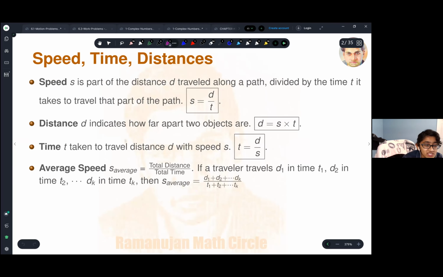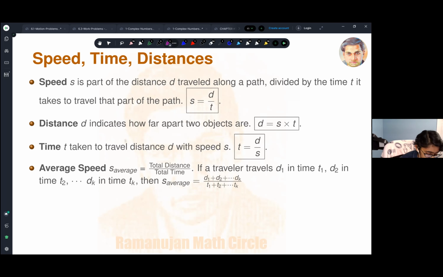All right, so first we're going to start out by covering speed, time, and distances. So let's go into the definitions of these and how they're related to each other. First of all, speed is often represented by s, and distance is represented by d, and it's traveled along a path. And then the total time taken is often represented by the letter t. So keeping this in mind, let's look at some relationships between the three variables, d, s, and t.